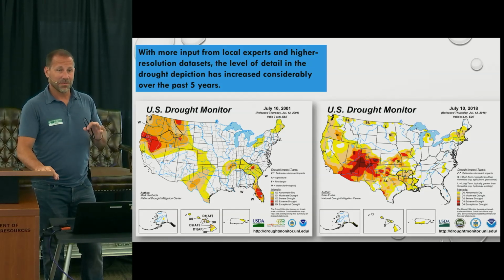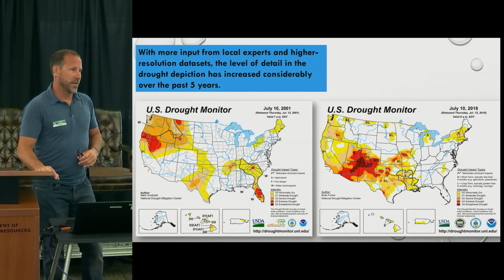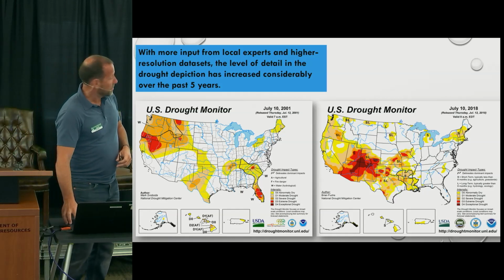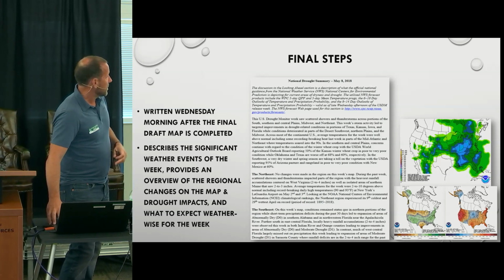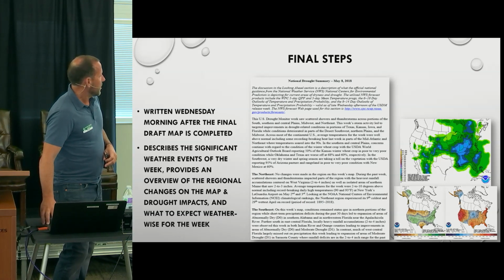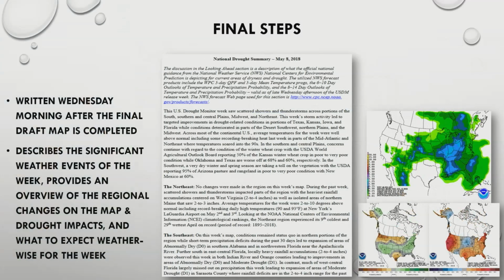It may be fine resolution, but it may not necessarily be accurate, so you have to know more about the data set. And then the final steps in our process is on Wednesday, after the final draft goes out. This is probably the hardest part in my opinion to wrap up the map, is writing up the narrative for it. So basically writing up the weather that's gone on, the highlights of it in the past week, and then all the changes you've made on the map and justification for it.